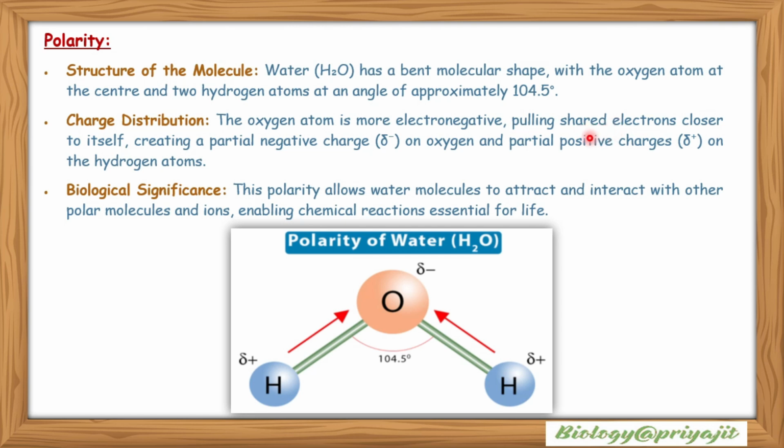We know the equal sharing of electrons is found in case of covalent bond formation. So this is the hydrogen oxygen covalent bond. The shared electrons are pulled closer to the oxygen, creating a partial negative charge on oxygen and partial positive charge on the hydrogen atoms. Biological significance: the polarity allows water molecules to attract and interact with other polar molecules and ions, enabling chemical reactions essential for life.